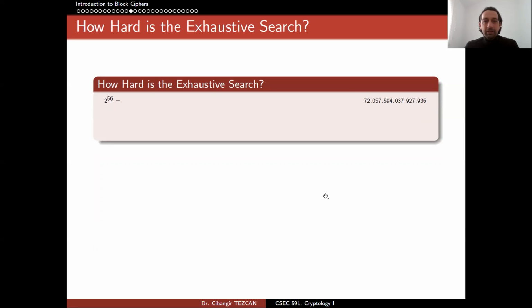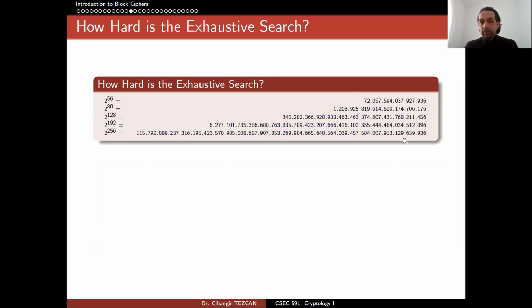So the question is, how hard is the exhaustive search? I told you that this has 56-bit keys. So in order to break this, I have to perform 2 to the 56 operations, which is this many encryption operations. And for PRESENT, we said that you can choose a key size of 80 bits, and it requires this many encryptions. And for 128 bits, it is this for AES. And for other AES key lengths, it is this. As you can see, it is a very huge number. As far as I know, it is around the number of atoms in the universe. So it is a really huge number.